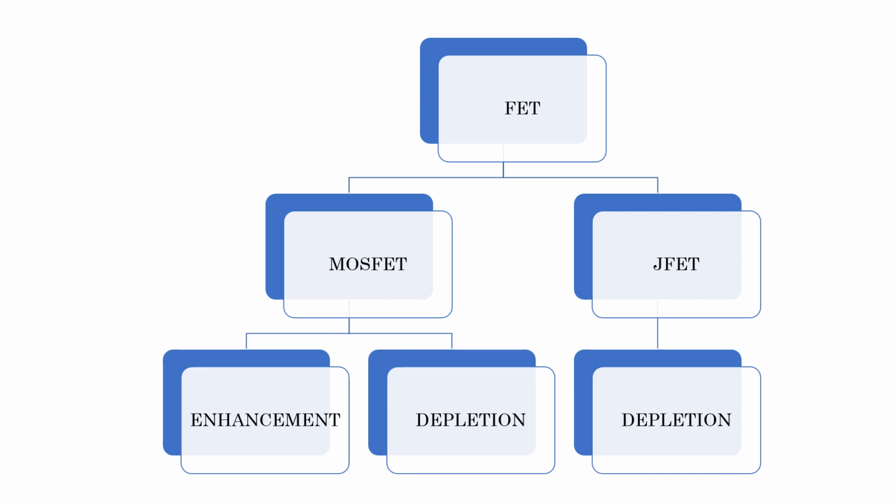In the case of a junction field effect transistor, it is a depletion type. So it says that the channel will be present inside the device. You have to deplete the channel to control the current conduction inside the device. That is called a depletion type device.